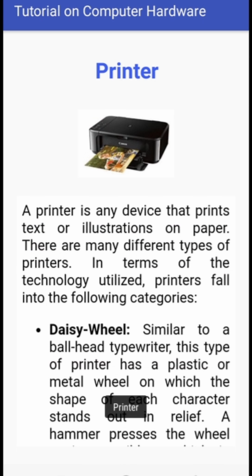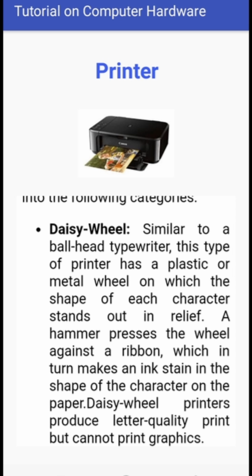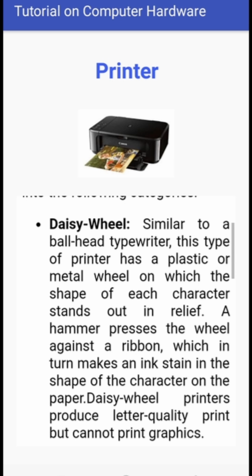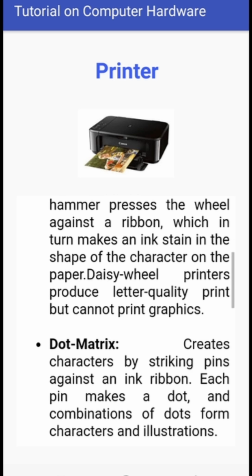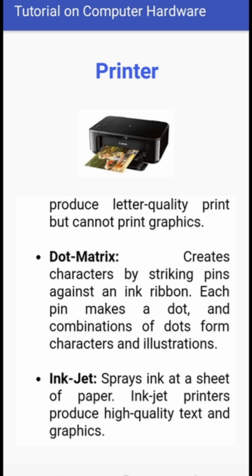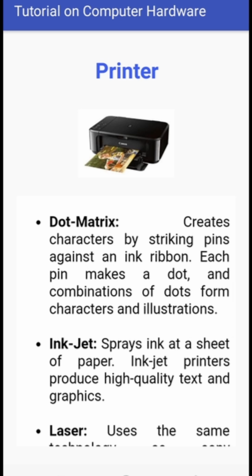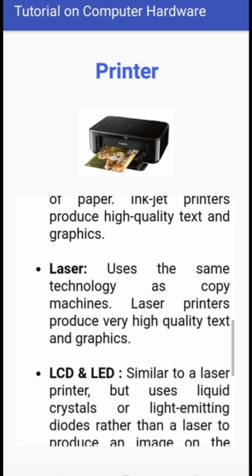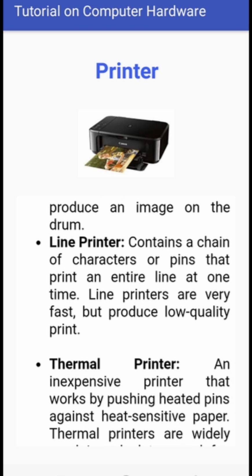A printer is any device that prints text or illustrations on paper. There are many different types of printers. In terms of the technology utilized, printers fall into the following categories. Daisy wheel. This is a kind of printer. And second, dot matrix. This is also a printer type. Inkjet and laser. Laser is mostly used nowadays. LCD and LED. Thermal printer.